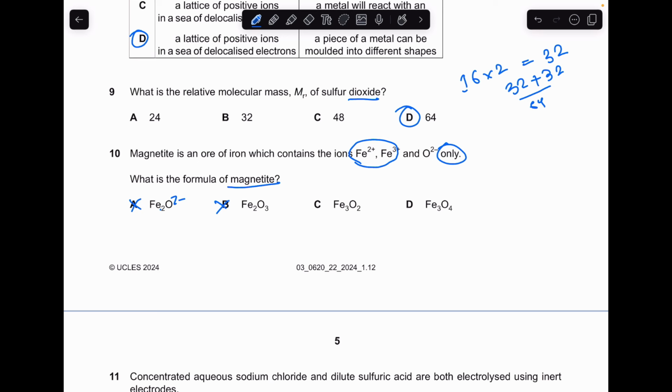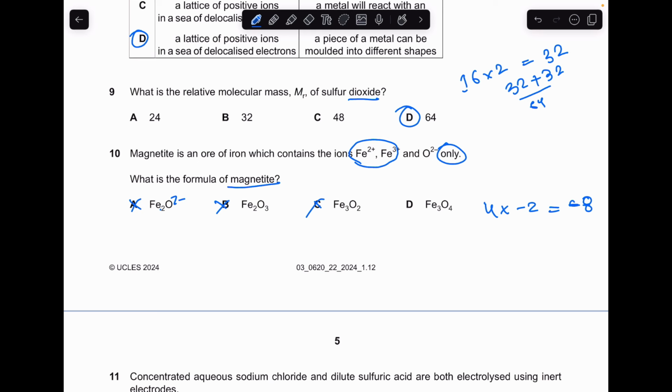So B is also wrong. It does not include Fe2+. This is also wrong. It does not include Fe3+. So the correct answer left is D, because when we have four oxygen atoms, that will be 4 times negative 2, which is negative 8.